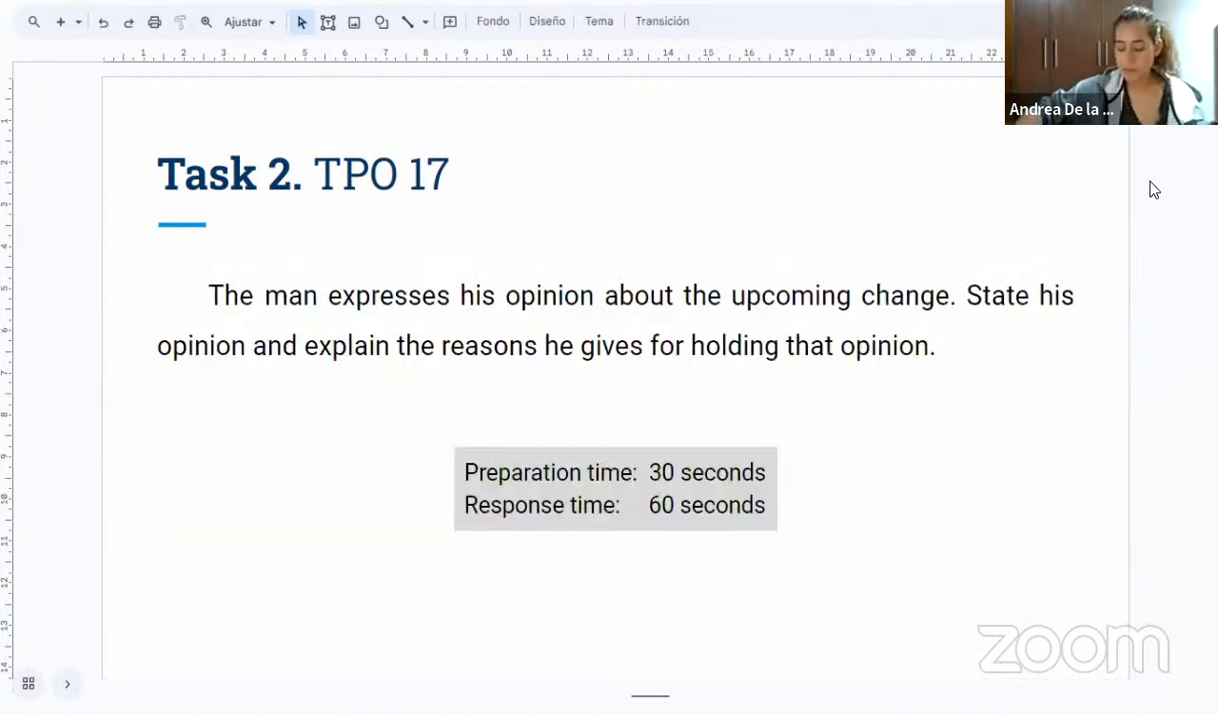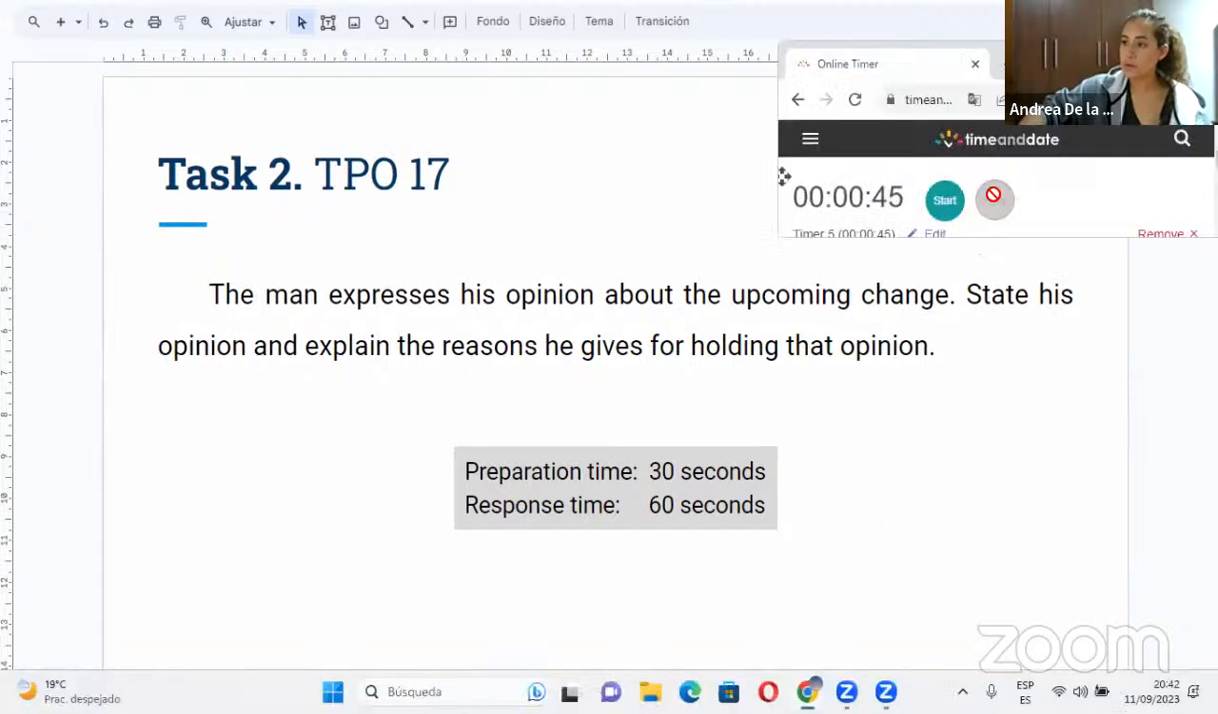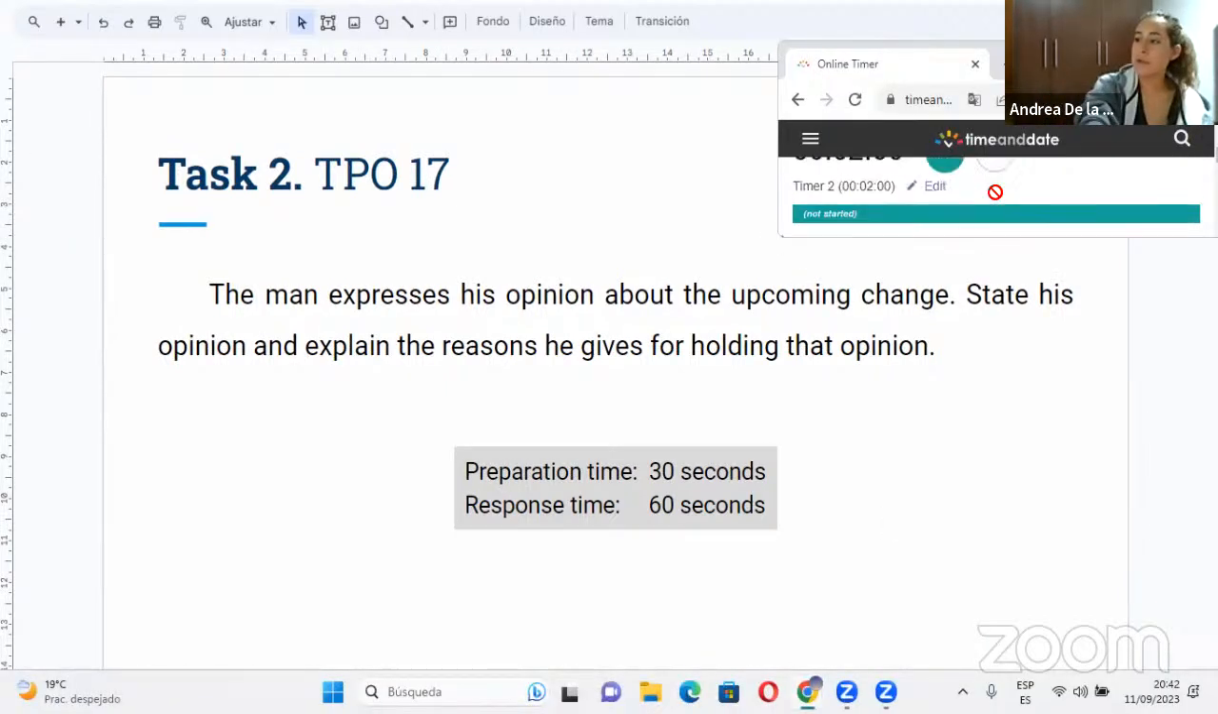Okay. The man expresses his opinion about the upcoming change. State his opinion, and explain the reasons he gives for holding that opinion. And you will now have 30 seconds to prepare your response.